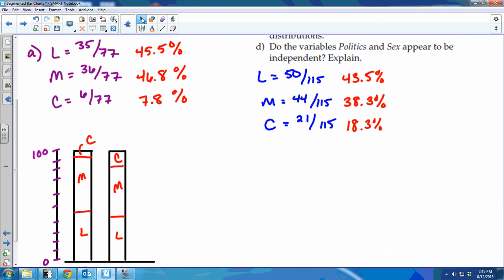Then in the next part, it says, do the variables politics and sex appear to be independent? If I'm looking just at the liberals, those are about the same. But if you look at the rest of it, males' moderates and conservatives are a little bit different than females. Because of that, we would want to say that there looks like there's an association between variables, or not independent.